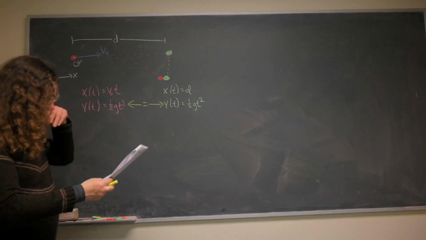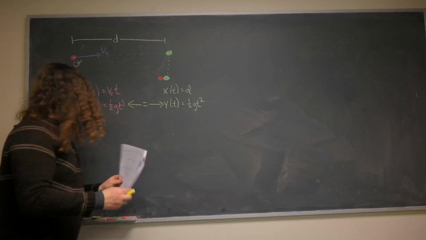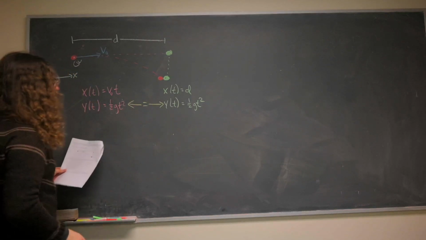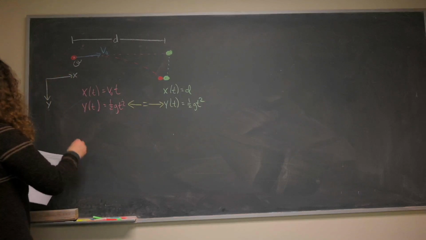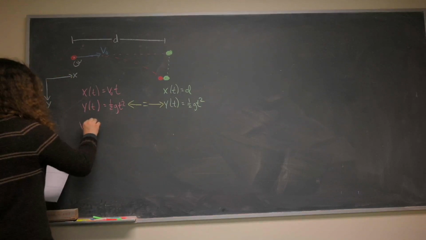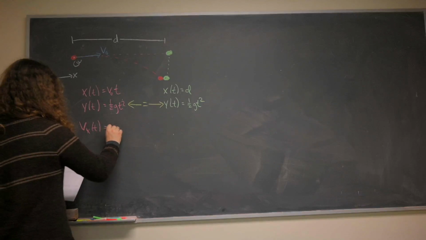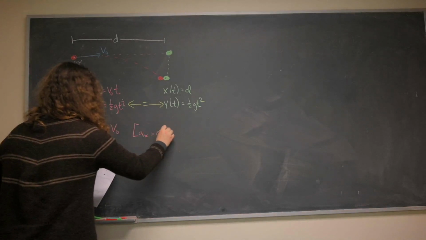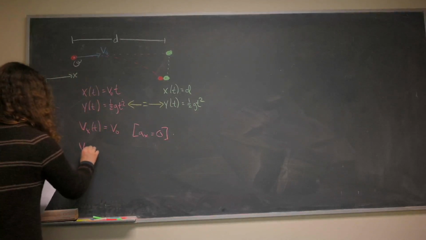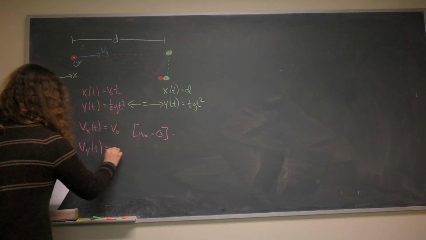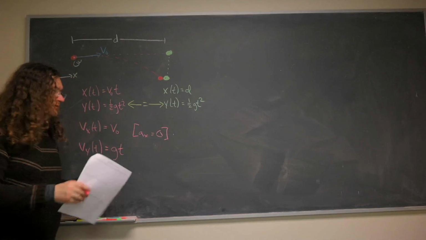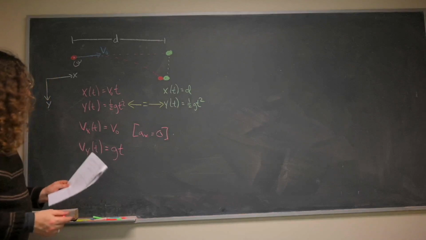Part B says, well, do this. We need to do the velocity too, so let's write that down. We don't need to do the velocity for the green ball. Let's do the velocity for the red ball. So Vx of t is just v naught, since ax is 0, and Vy of t is gt. There's no initial velocity in the y direction.